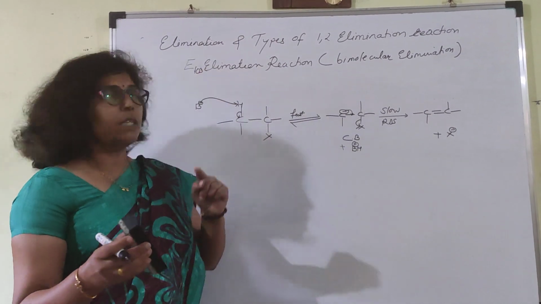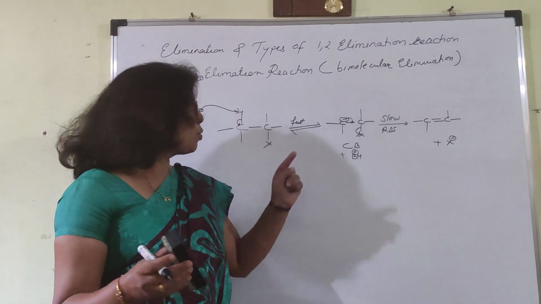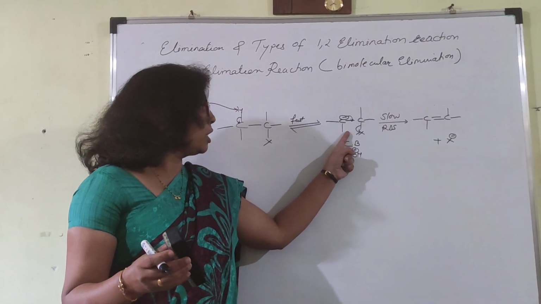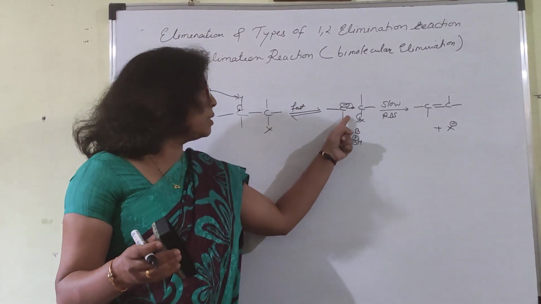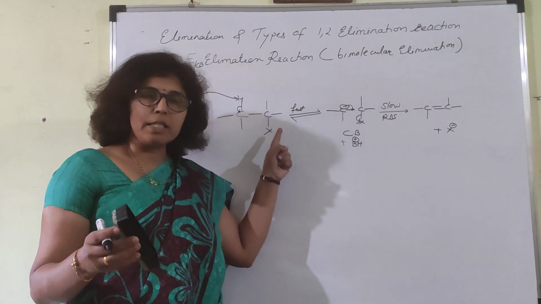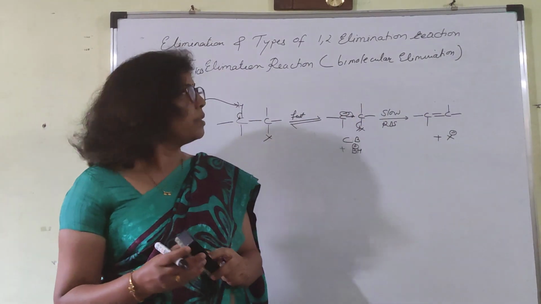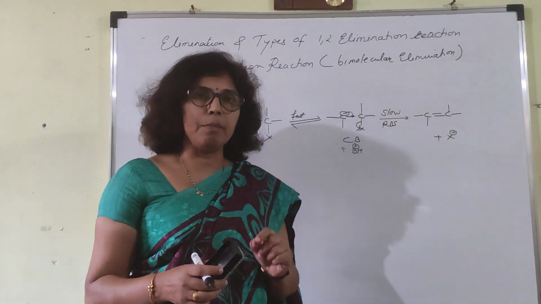And the E1CB elimination reaction, where CB stands for conjugate base. To form the conjugate base is a fast step, but the rate determination step involves both base as well as substrate. So it is also called a bimolecular reaction. That is the bimolecular elimination reaction.